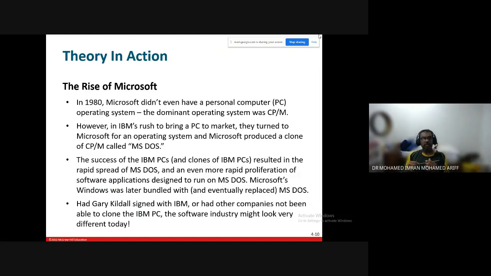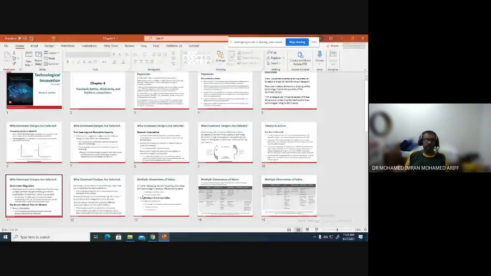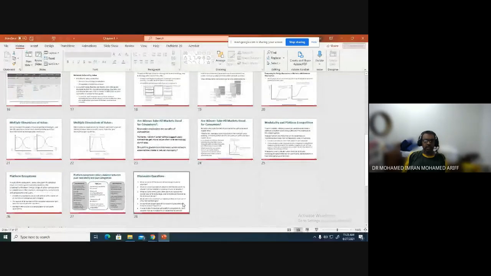Microsoft didn't have a personal computer operating system. It was dominant, it was a different operating system. Later, when they found out that it was a need, they spearheaded an operating system called MS-DOS. When Microsoft started, they only had a personal computer, but their operating system was not dominant. So they started an operating system and became dominant by selling it. That means you sell the PC together with the operating system, so people don't need to go and find software and so on. Everything is inside, you don't have to go and install it. The rest is nothing much.